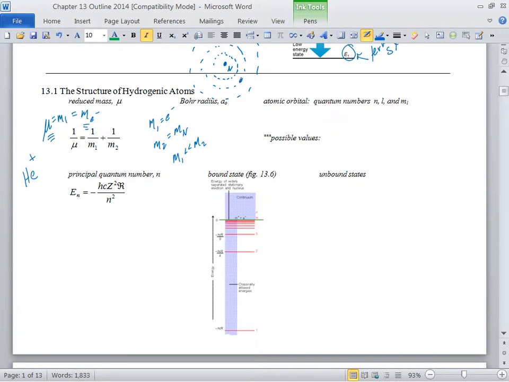Because look at that. First, it has the quantized energies down. And you can jump from this energy level to this inner one. Ooh, give off a photon, right? And it's going to be exactly the energy between those two energy levels.